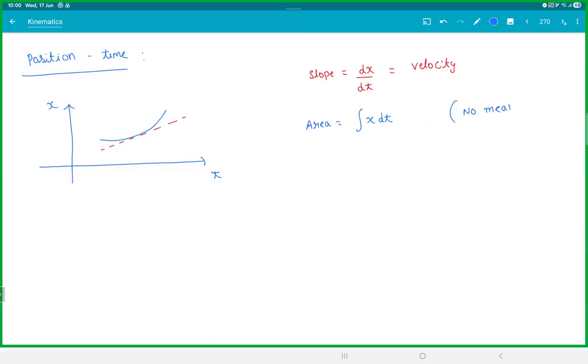So we don't use this. That's it. So xt graph primarily gives you the slope is velocity. But more than that, the interpretation is important. So let me give you that. Listen to this thing. Let's say someone gives you a graph like this.